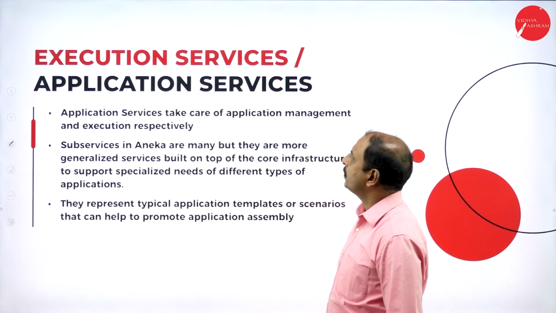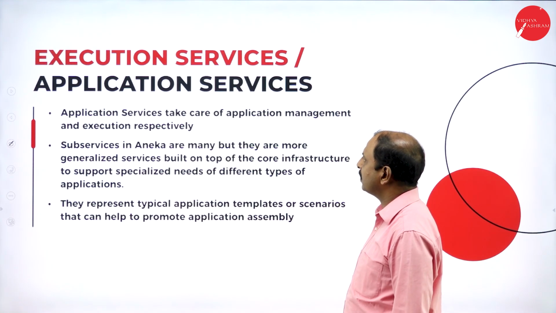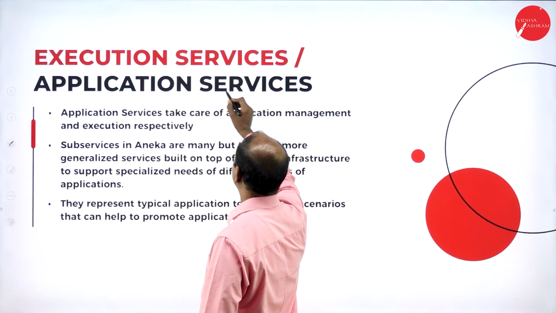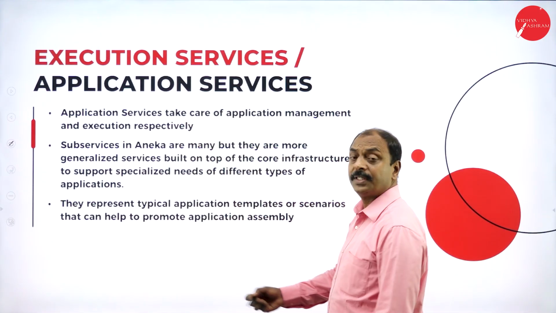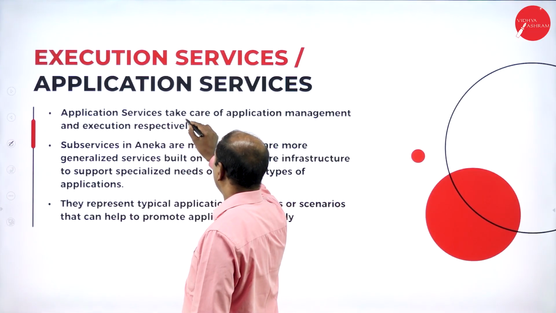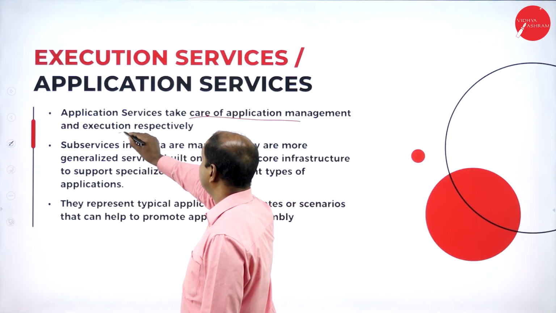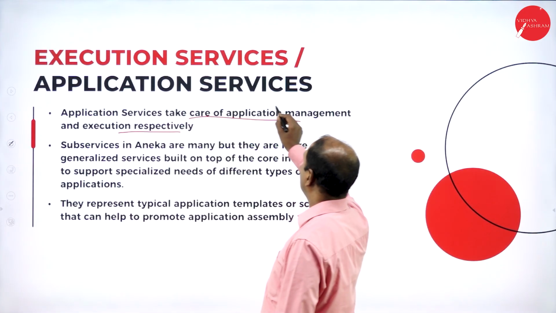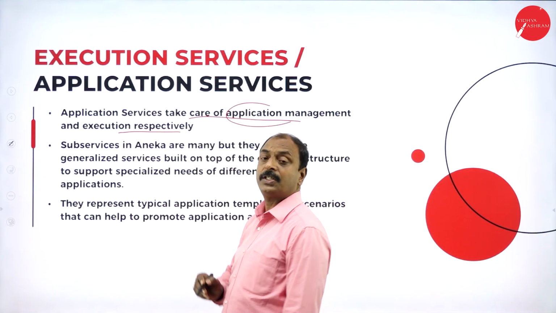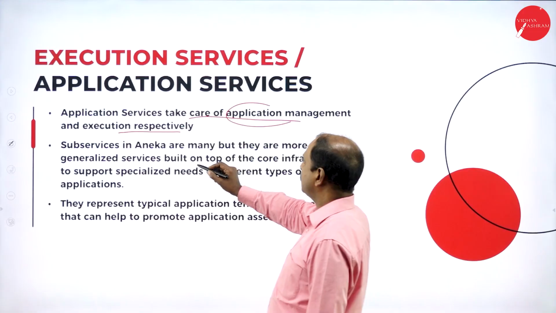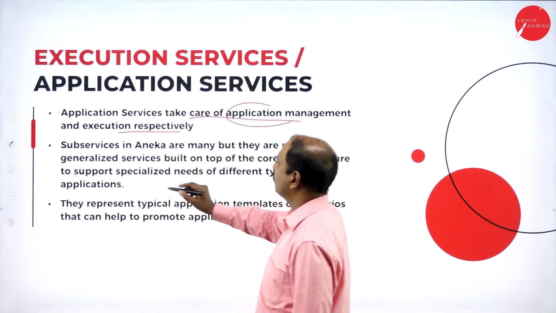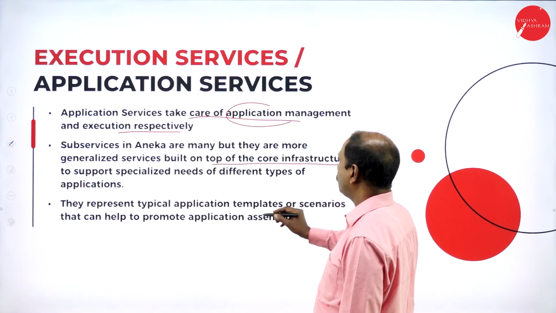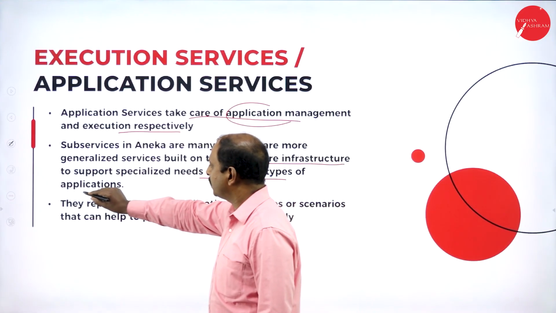If you remember the schematic diagram of the Aneka architecture, the first service in the Aneka framework is the application service, or execution services. So what is it? The application service takes care of application management and execution. One function of the application service is to take care of application management as well as execution. Second, the sub-services in Aneka are many, but they are more generalized services built on top of the core infrastructure to support the specialized needs of different types of applications.